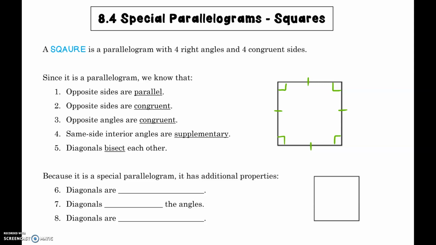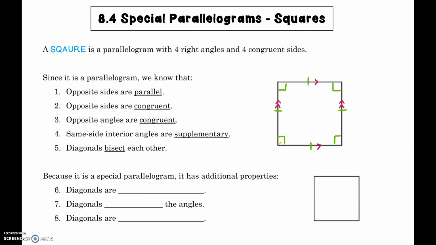Because it is a parallelogram, we know that opposite sides are parallel. So I'm going to use my arrows to show that opposite sides are parallel. We also know that opposite angles are congruent, right? All 4 angles are congruent, which means that angles that are across from each other must be congruent. We also know that same side interior angles are supplementary. So these 2 same side interior angles or consecutive interior angles must add up to 180 because all 4 angles measure 90 degrees. We know that 90 plus 90 is 180.